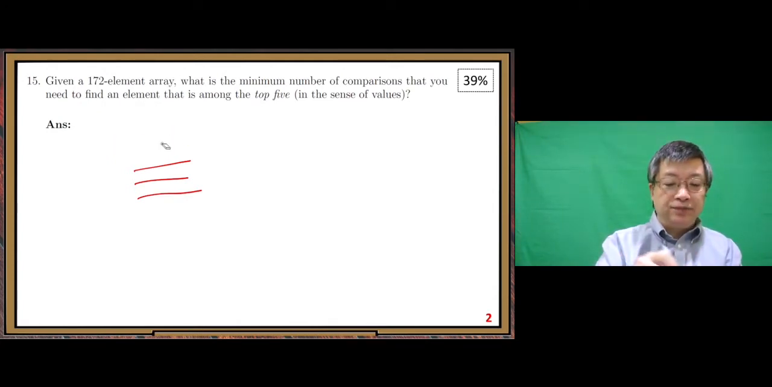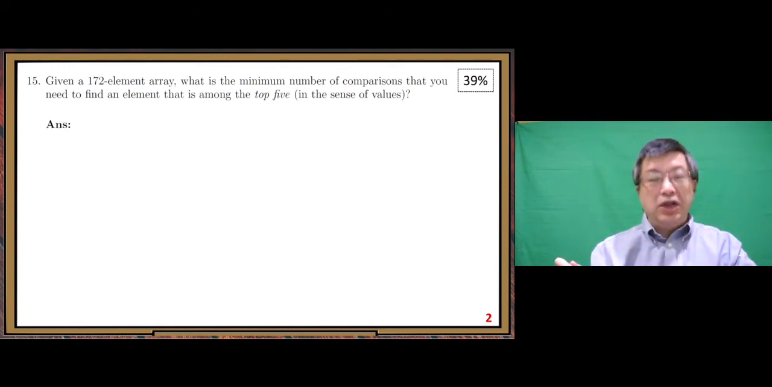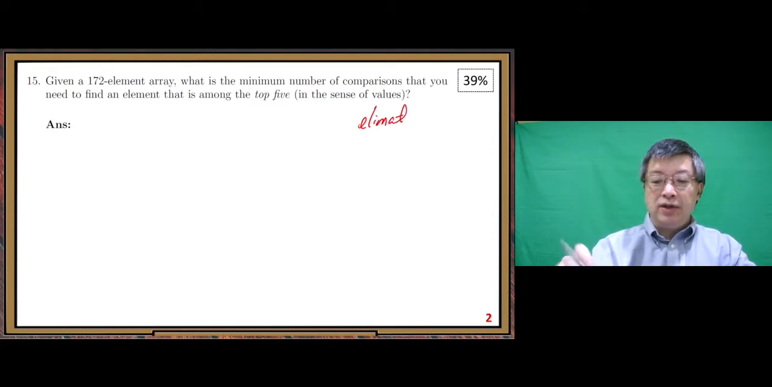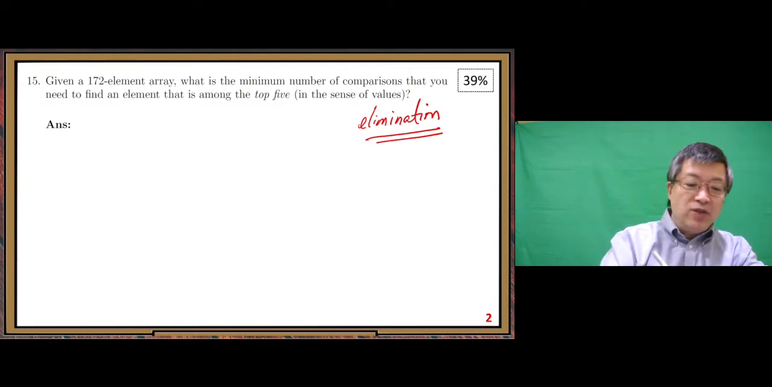All right. Here, I designed this question to let you practice the elimination method. So this is a very good question for practicing that elimination method. Top 5, look at top 5. Top 5 means we need to eliminate 167 elements.